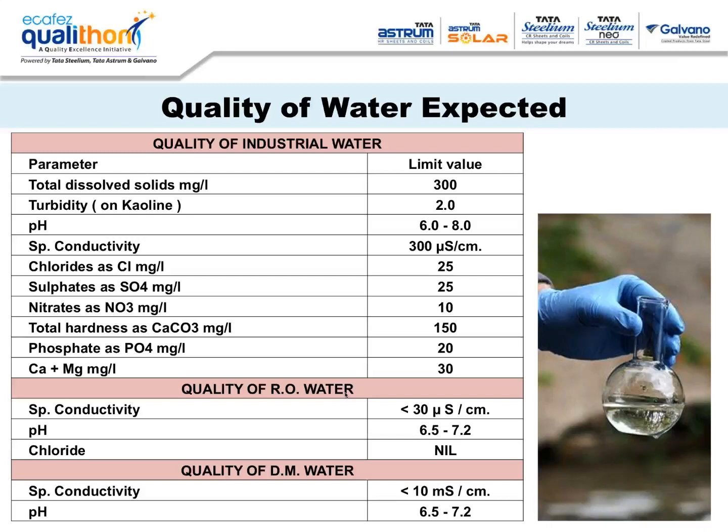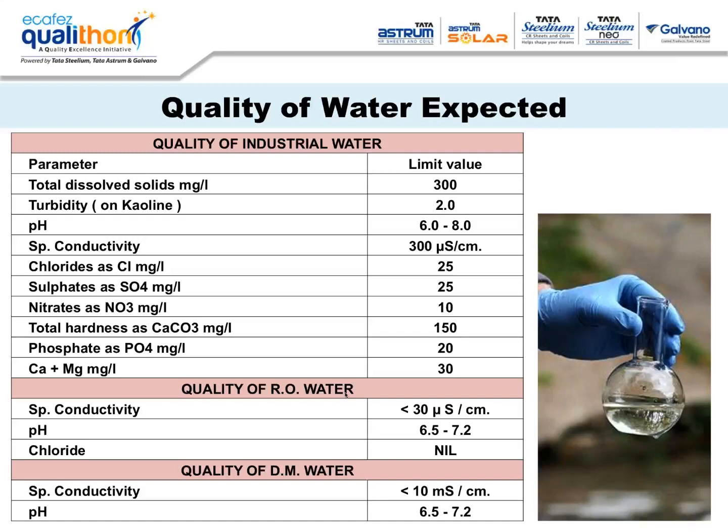Then one step better is the quality of RO water. Specific conductivity expected is 30 microsiemens. This could go up to 50 because it again depends on what kind of RO system you have. But here you can see that the pH is still better, that is 6.5 to 7.2. And then we have DM water, or demineralized water, which is still better, where specific conductivity is less than 10 microsiemens and pH is again in the 6.5 to 7.2 range.